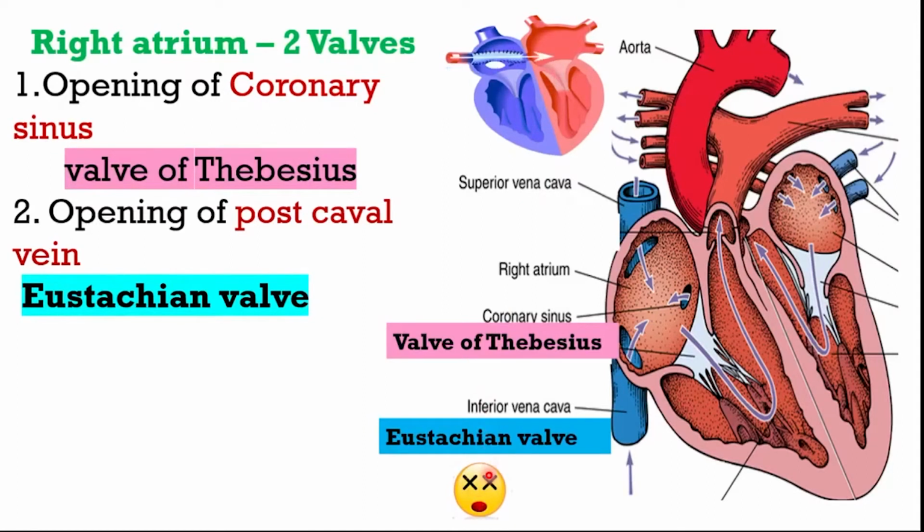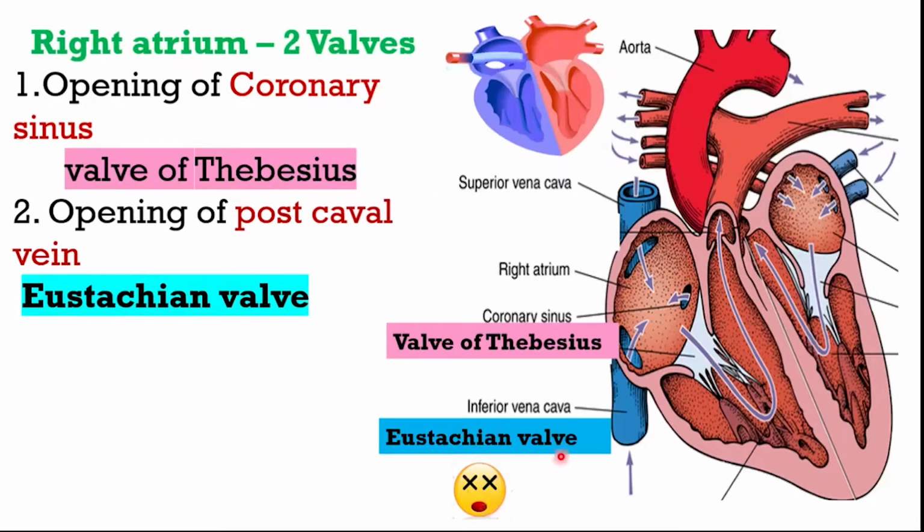What is the reason behind it? As the foramen ovale gets closed at the time of birth, there is no need of this valve, so it becomes rudimentary or vestigial. In adult human beings, this Eustachian valve is vestigial.